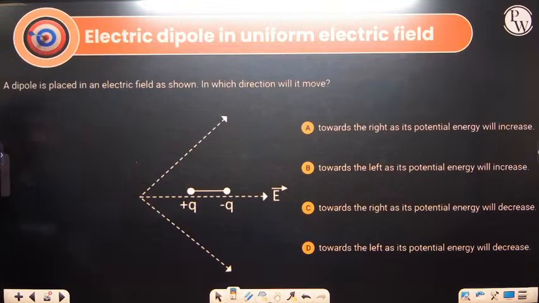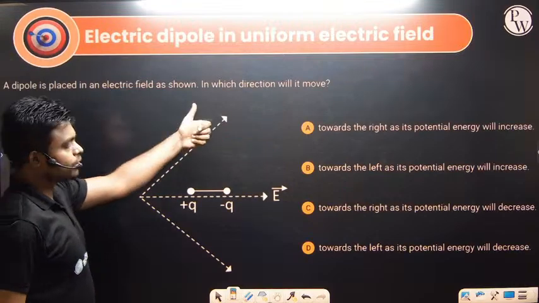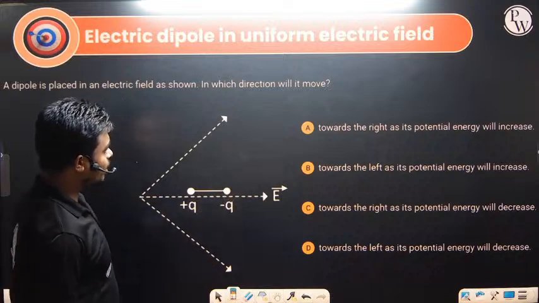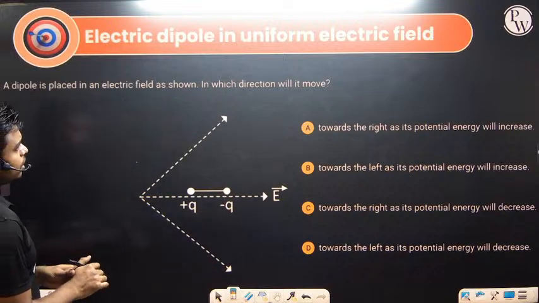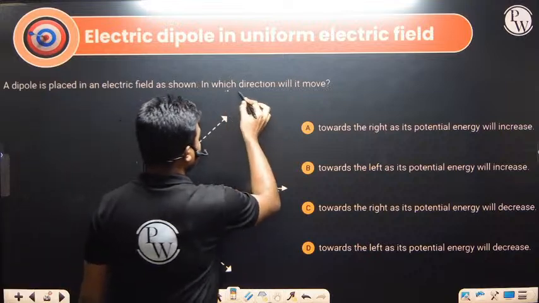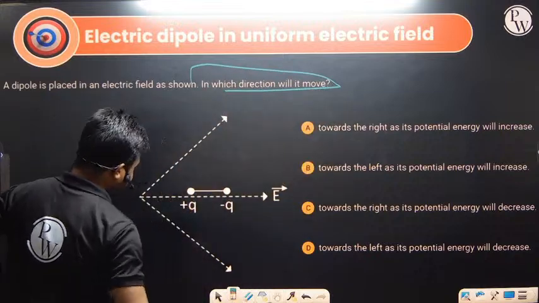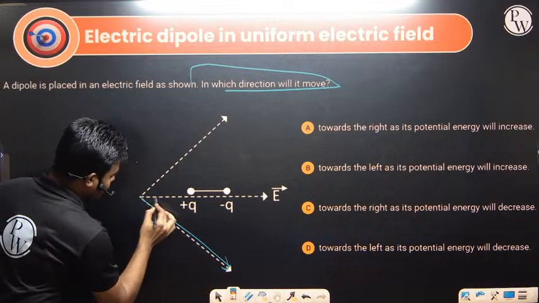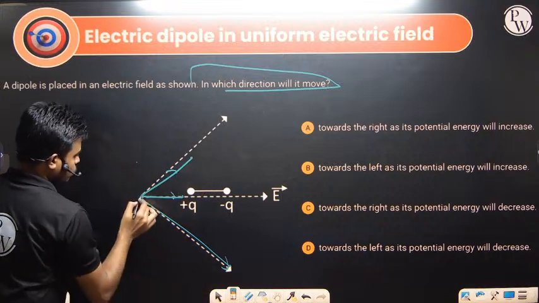Second case: a dipole is placed in an electric field as shown in the figure. What is it asking? In which direction will the dipole move? Here this particular line is an electric field line, like this. So the dipole will be over here.